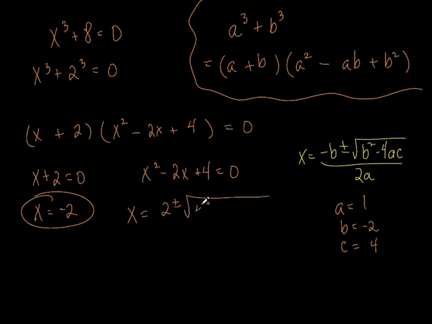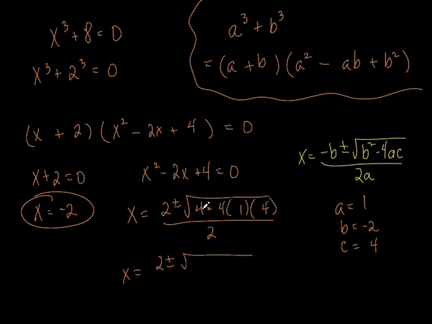So it's just a 4, isn't it? Minus 4 times a times c. A is 1, c is 4, over 2a. Or 2 times 1, right? Which is just 2. You with me? So now we just keep working on that. Plus or minus, square root. What's this going to be?